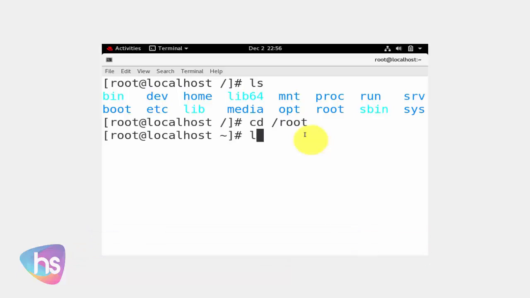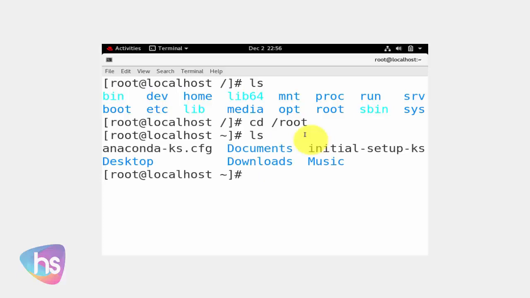Now you will see the directory structure here. Likewise, the normal user has the folders Documents, Desktop, Downloads, Music. Likewise, the normal user has desktop items, and here the root user also has his own desktop items. This is the major difference between slash and slash root.